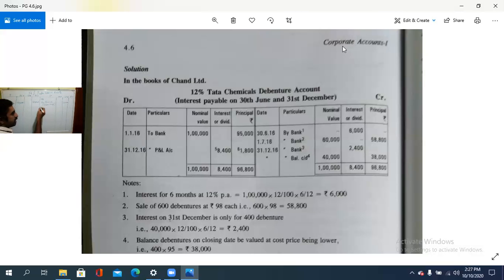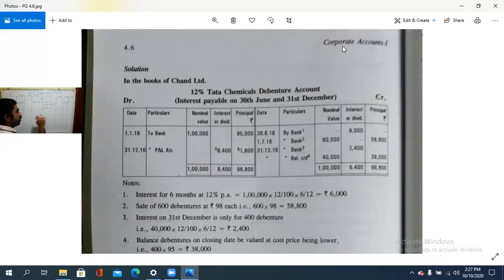So again, at the time of sale, what is the entry? Bank account debtor to, yes, this entry is to be reversed. So here what is the entry? 12% Tata Cum debenture account debtor to bank. So that is to be reversed. Bank account debtor to 12% Tata Cum debenture account. So same by bank.